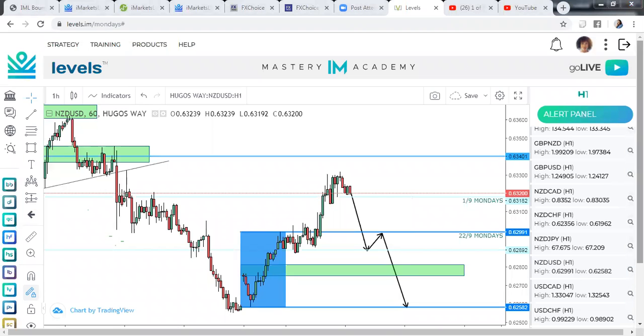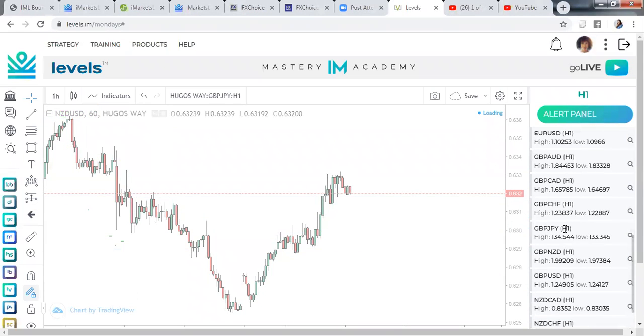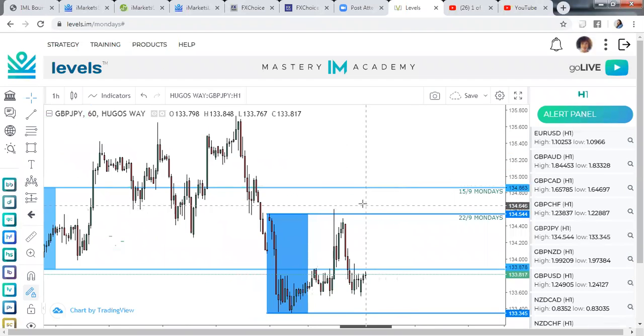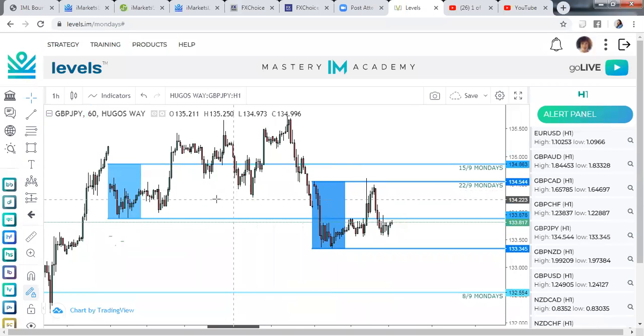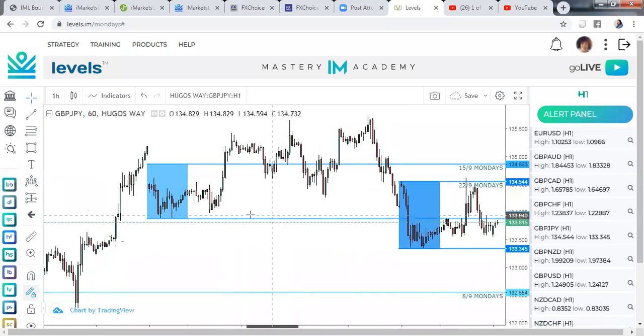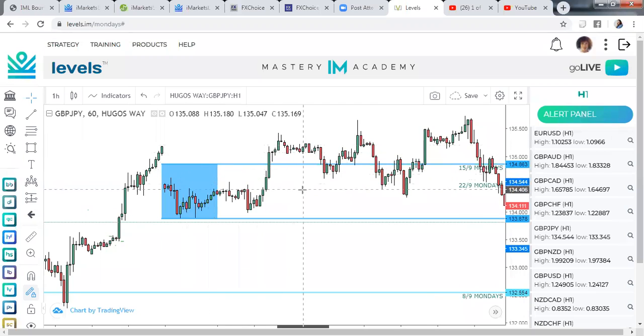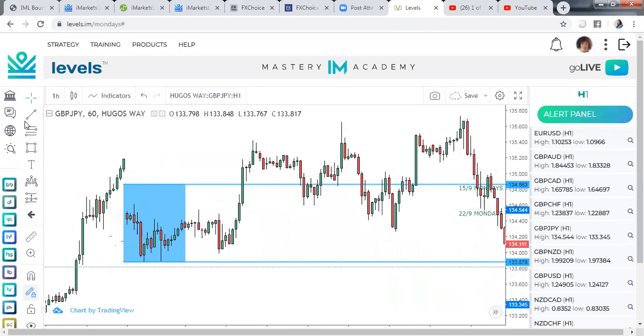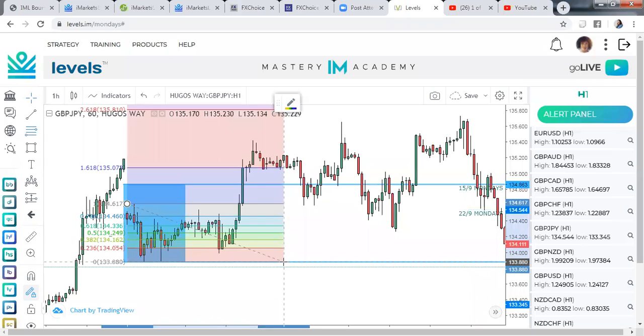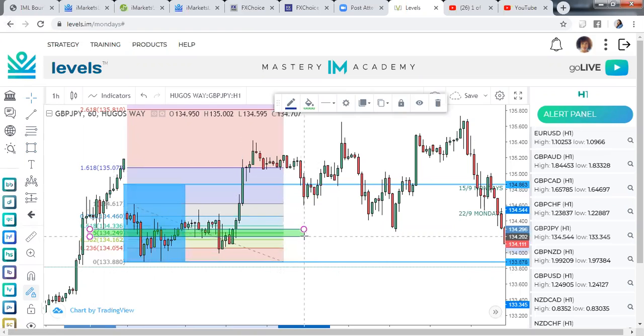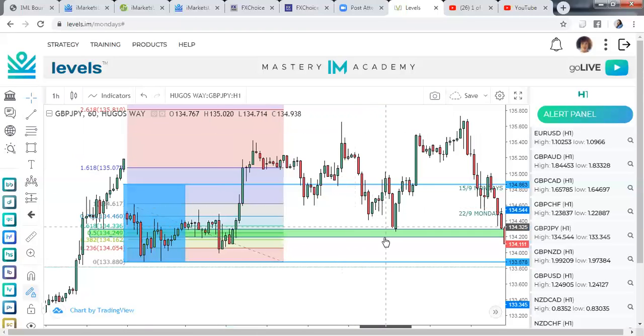So we're gonna look at GBP JPY. But I know that it's gonna take you guys some time to get accustomed to this, right? Let's look at this one. So Monday's high and low. Identify the 50%. Stretch it all the way across. You have to do a buy limit on here.